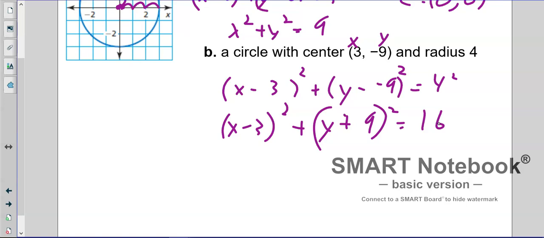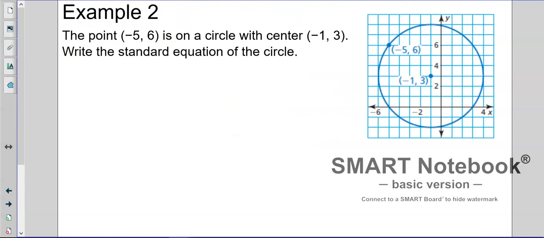Moving on. The point negative 5, 6 is on a circle with the center 1, 3. So the radius is right here. Write the standard equation of the circle.